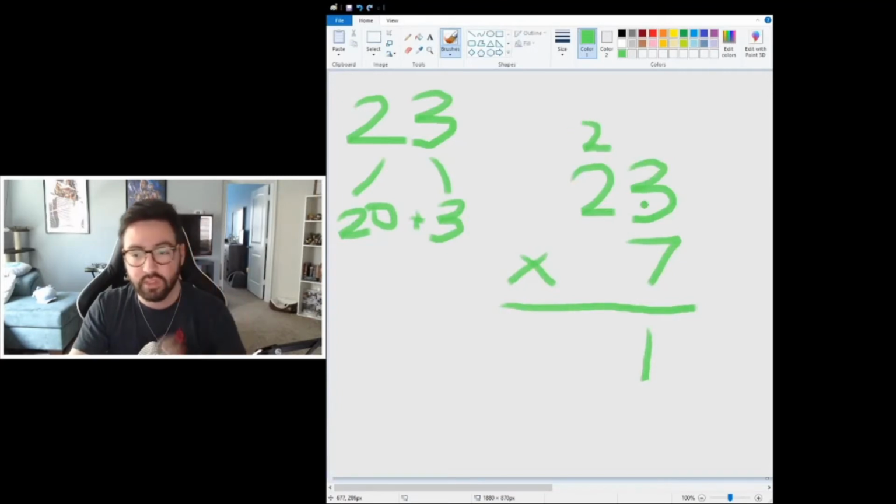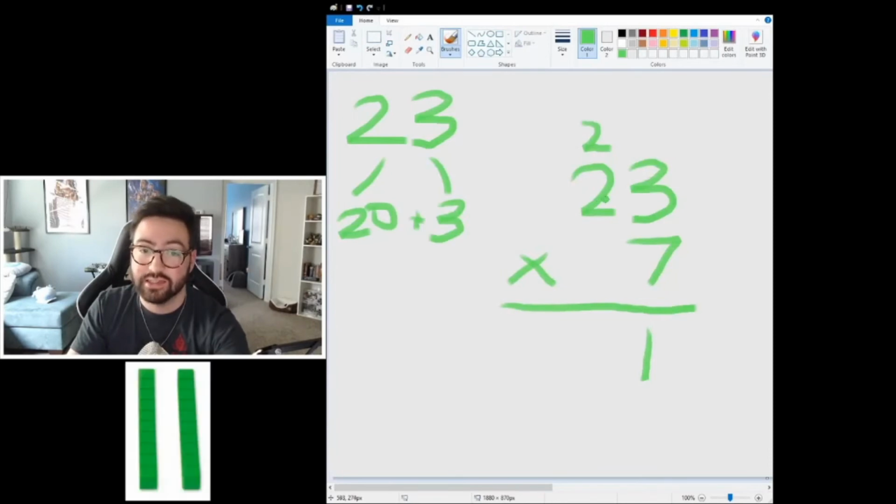Okay. Now the next step is the same. We're going to multiply the tens times 7. So we have 2 tens times 7. This is where it gets a little more tricky though. We're not going to treat this as 20 like we did before. We are going to treat it as 2. Why? Because it's 2 tens, like you see below. 2 tens blocks. Okay, so we're going to take those 2 tens blocks and we're going to multiply that times 7. Well, if you have 2 times 7, that would give you 14 tens.